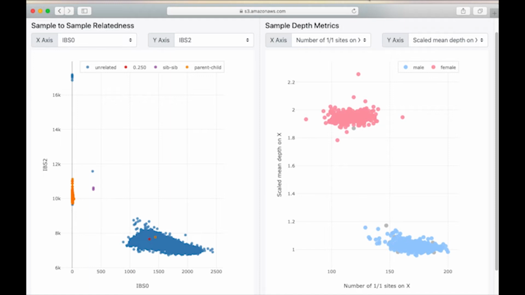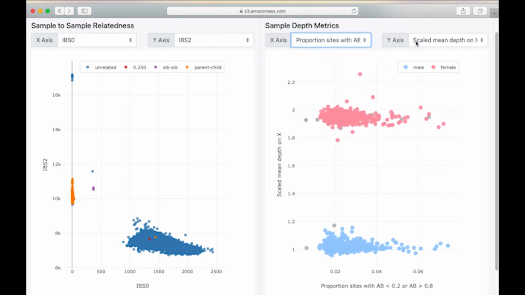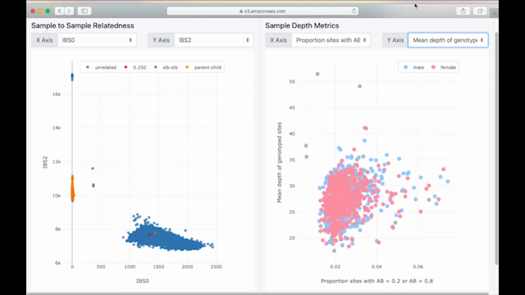For example, another good general quality control check is to compare the proportion of sites with an allele balance outside of 0.2 to 0.8 to the mean depth of genotyped sites. Samples with a high value on the X are generally of lower quality, though there are no extreme outliers in this cohort. Also, we can see that most of these samples were sequenced to around 25 to 30X. There are many other options to choose from.